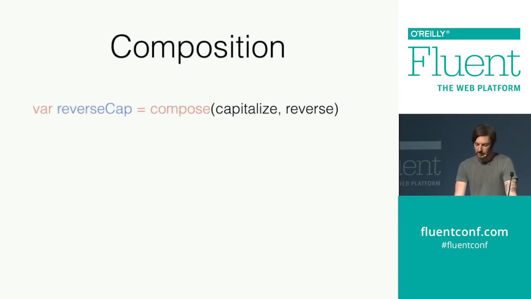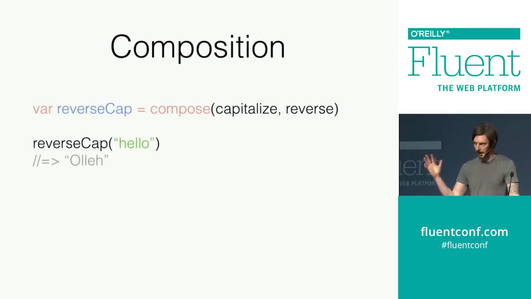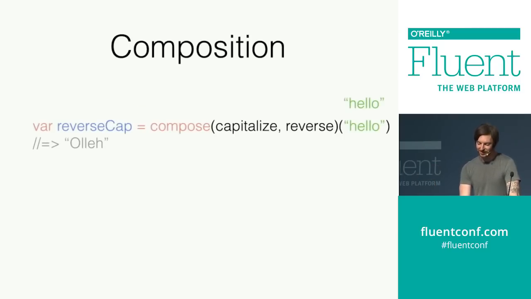Composition, that's really easy. It's just taking a few functions, gluing them together, and returning a new function. So if I call this reverseCap function with hello, we get Olleh. Let's see how that works. Hello is going to go into reverse. It's going to get reversed. And then it's going to go into capitalize, and that's our result. So it goes right to left, piping the data through each function as it goes.